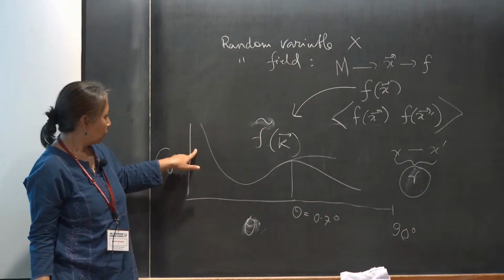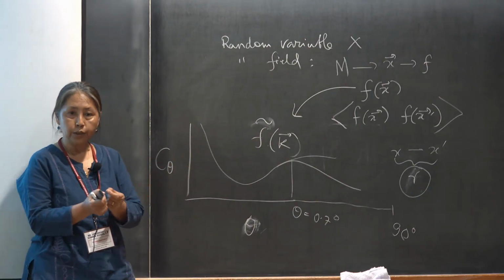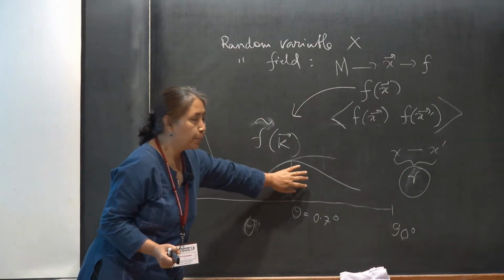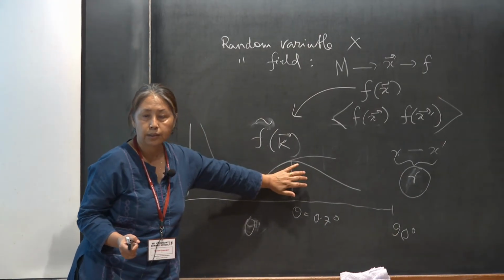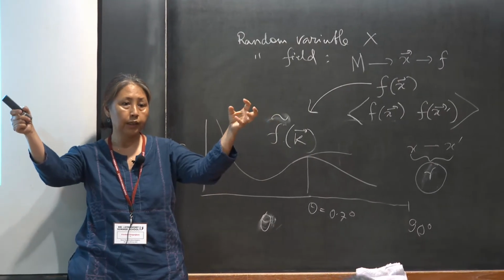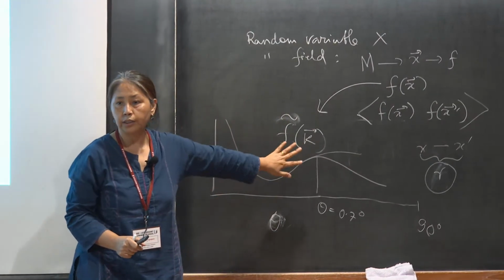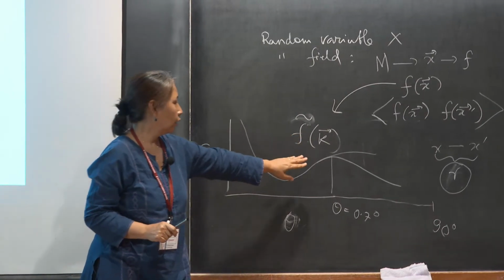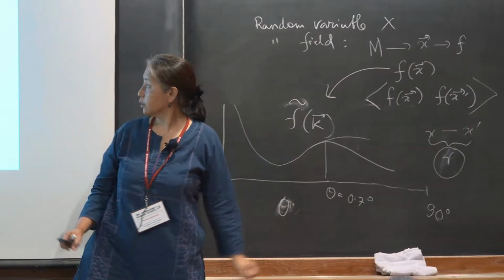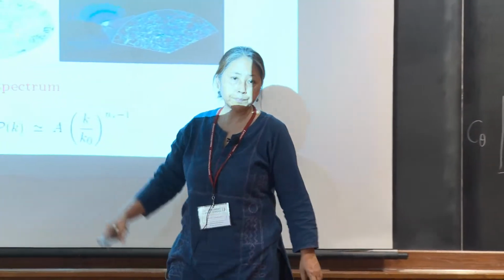So, the neighboring points are likely to be highly correlated, so that is why it goes up, and then there is a bump here, and this is the 0.7 degree that I talked about. So, there is an excess correlation at that point. I did not explain this very well, but this is what it looks like, and when you take the Fourier transform of this, you will get that power spectrum.